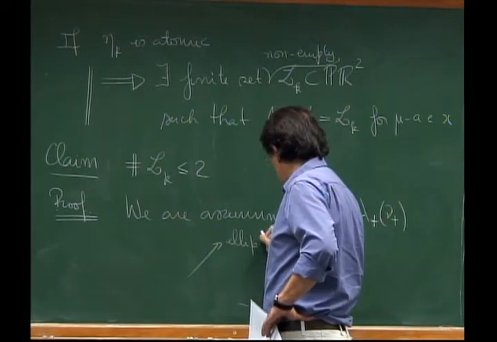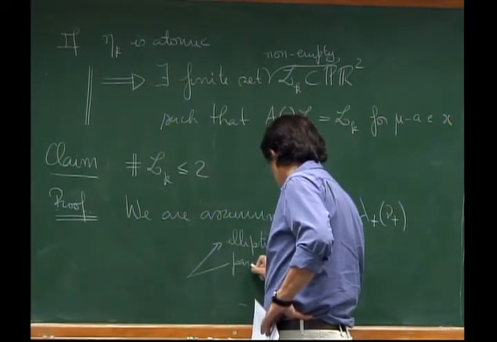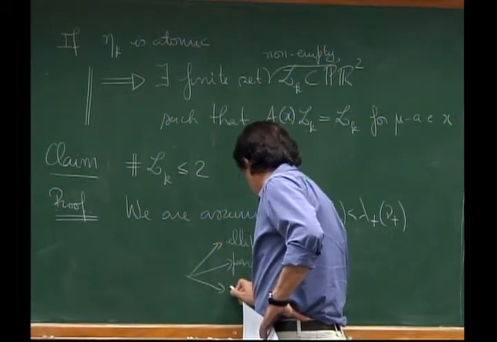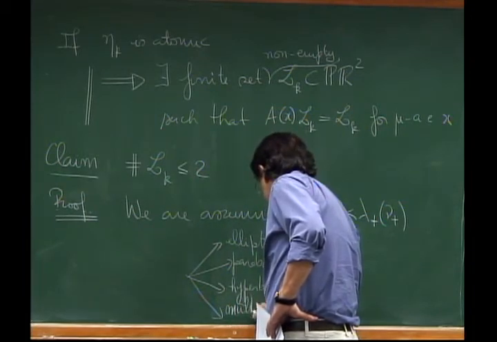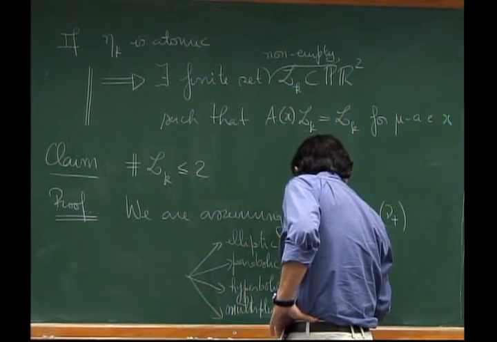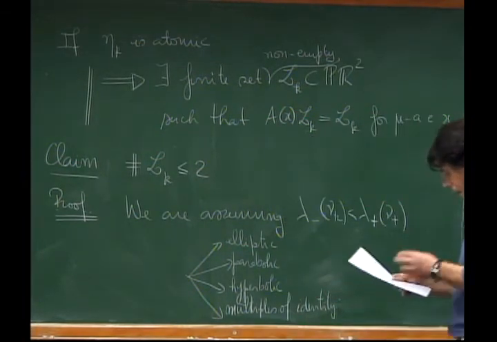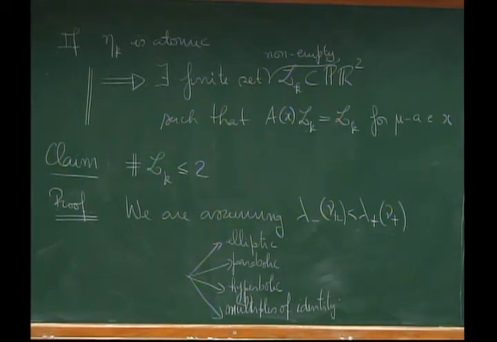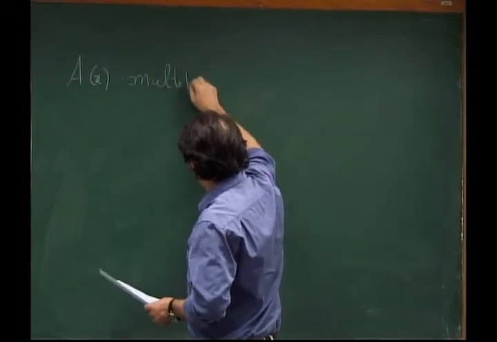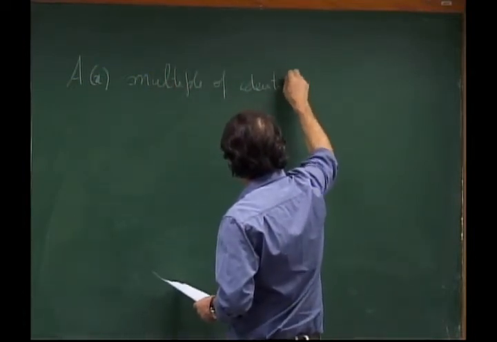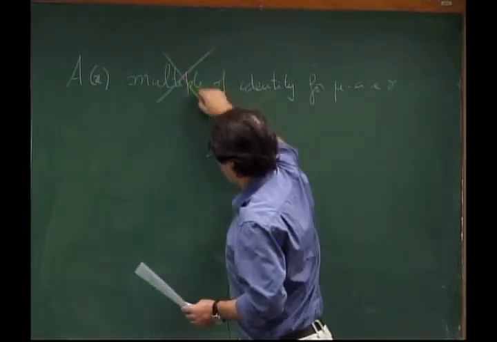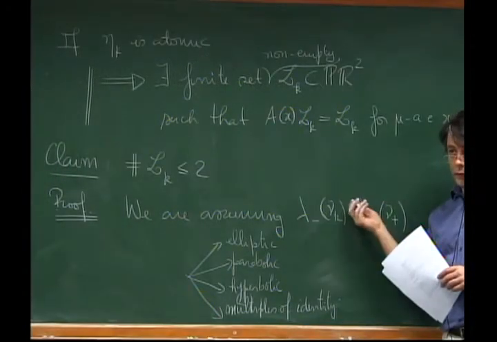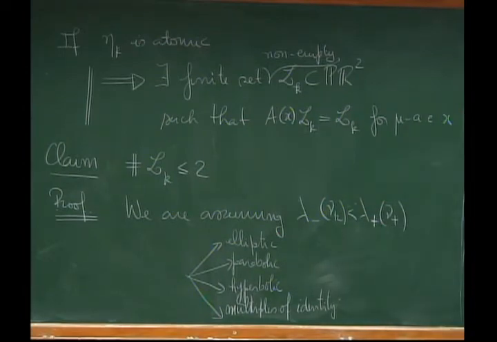Elliptic, parabolic, hyperbolic, and multiples of the identity. If we only had multiples of the identity for mu almost every x, then this is excluded, because if you only have multiples of the identity, of course the rates of growth are the same for the norm and the conorm, the exponents would be equal. So this is excluded.